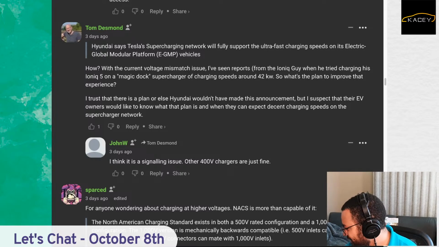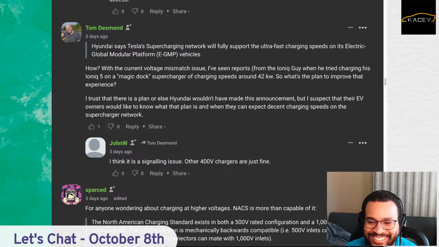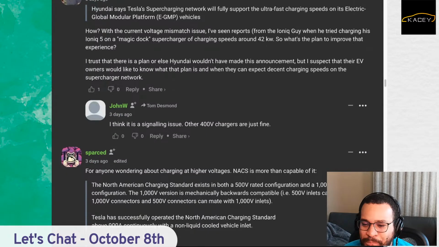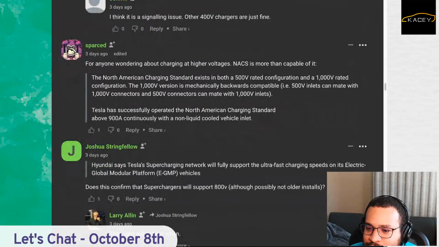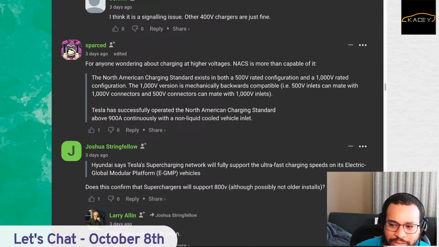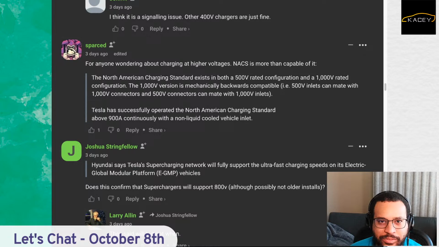Yeah, there you go. All right, so yeah, signaling issue could definitely do it. Max exists in 500 and 1000-volt rated configuration. 1000-volt version is mechanically backwards compatible. I do wonder though if they could go and change all the handles and cables as necessary, make them 1,000 volts.